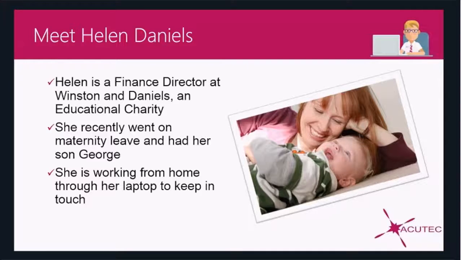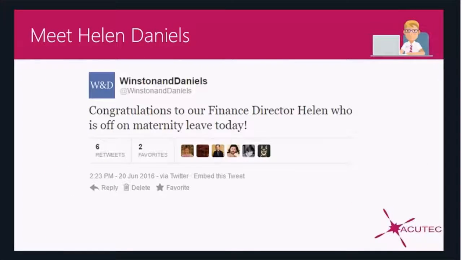Her name's Helen. She's the founder of a not-for-profit educational charity called Winston and Daniels. She is obsessive about this organization because, due to personal experience, she started it with a partner and they've developed it into this successful not-for-profit. Helen is going on maternity leave, and she will still be working from home because she knows she's integral to the business. Everybody who's involved in a small organization today knows that this happens, and she's going to be working from home, so she's taking a laptop. Now, what happens next is normal.